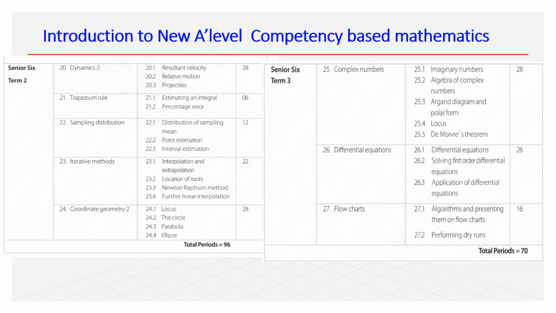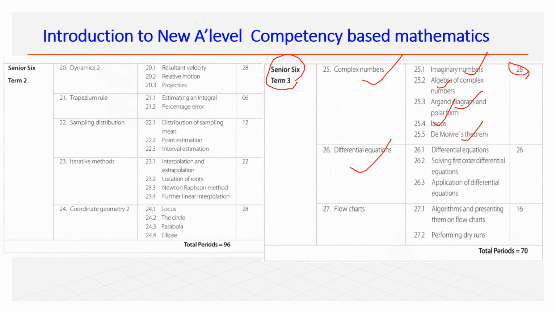Then the last term of senior 6, and that's the very term we do our final assessments or end of cycle assessment. This is administered by the UNEB. So the senior 6, now term 3, we shall have complex numbers, and that is imaginary, algebra of complex numbers, addition, subtraction, division, multiplication, and all that, the Argand diagram, and the polar form, the locus, the De Moivre's theorem. This will take us 20 periods.